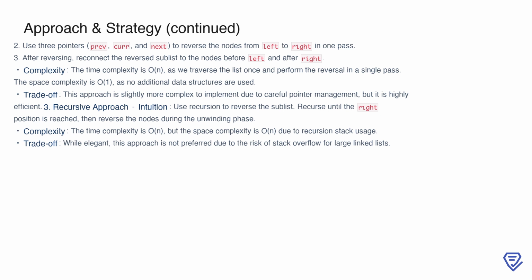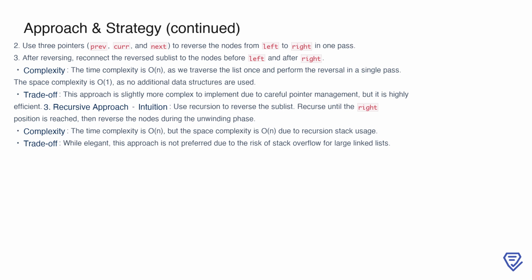The in-place reversal approach takes a more efficient route by reversing the nodes directly within the linked list structure, eliminating the need to extract or store the sublist separately. To implement this, we first locate the node just before the left position, which we call previous. Using three pointers, previous, cur, and next, we then reverse the nodes between left and right. These pointers allow us to carefully rearrange the links during the reversal process. Once the sublist is reversed, we reconnect it to the nodes before the left position and after the right position to restore the entire list structure.